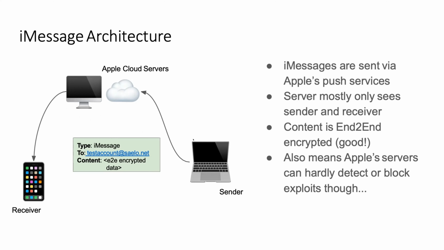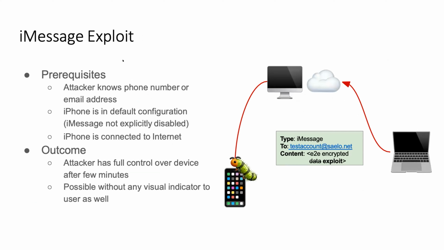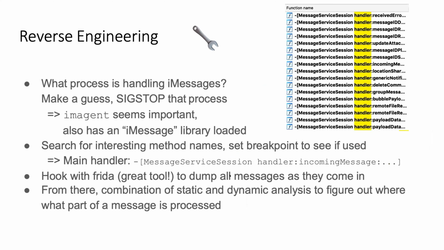So what does an iMessage exploit look like? First, the prerequisites: the attacker only needs to know the phone number or the email address, which is the Apple account. The iPhone has to be in default configuration. The outcome of this attack is that the attacker has full control over the iPhone. It takes 5 to 7 minutes, and it is possible without any visual indicator. There's no notification during the exploit.